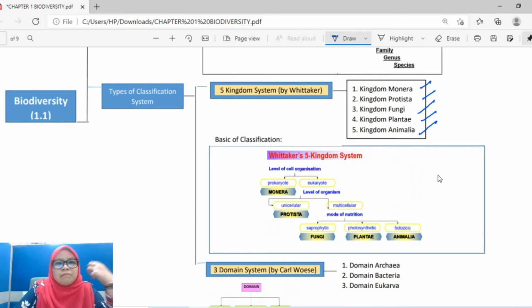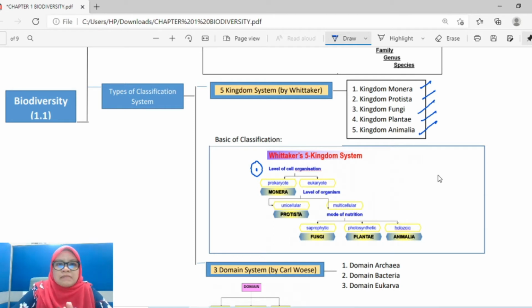So, the simple organisms will be classed in the kingdom Monera. And then as the organisms become more complex, sampailah dikelaskan ke dalam kingdom Animalia. And then we need to know how we classify an organism under this 5 kingdom system. Okay, dia gunakan tiga komponen. The first one is according to level of organization.